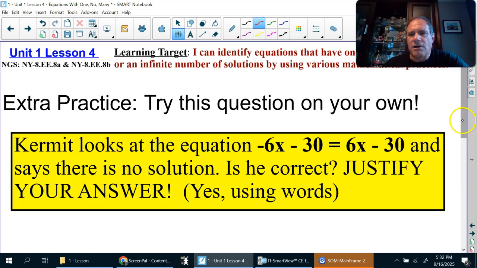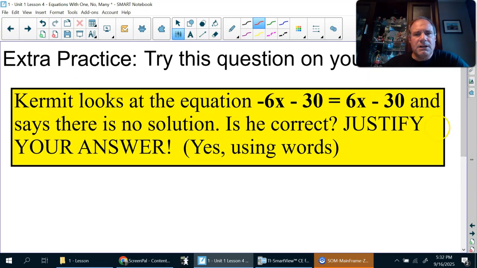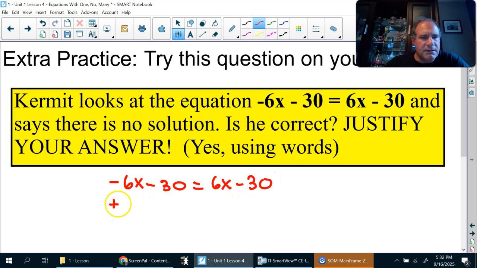Extra practice, try this question. Again, we would have negative, look at the equation. Just rewrite every equation. All right? Don't try to skate by and not rewrite it. You have plus 6x plus 6x.